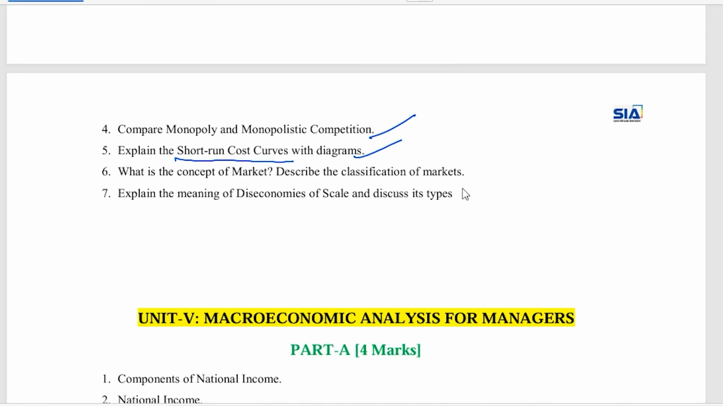Next question, what is the concept of market? Describe the classification of markets. First, write the concept of market and explain its classification with the neat flowchart.